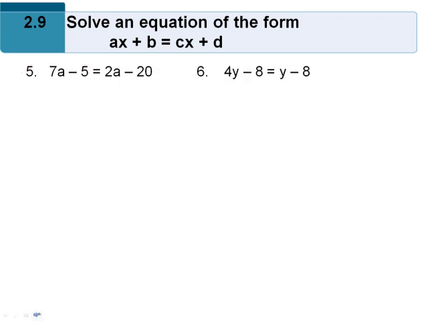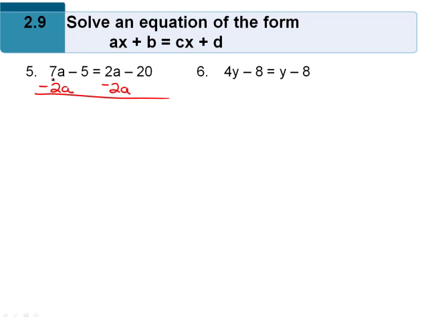Okay, number 5. We have 7a minus 5 equals 2a minus 20. All right, look at the left. There's no like terms on the left side, no like terms on the right side. So I want to start by moving my variables to the left. So I want to get rid of that 2a. So it's positive, so I use a negative 2a. So notice that I always do it in the same type of format. Move my variables first to the left, and it just makes it easier.